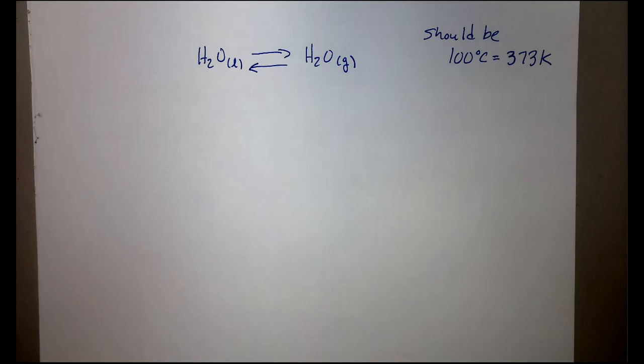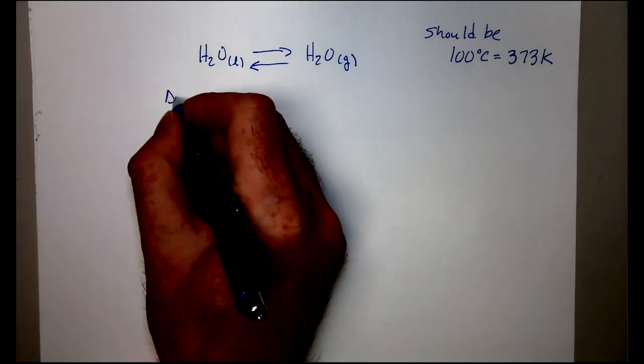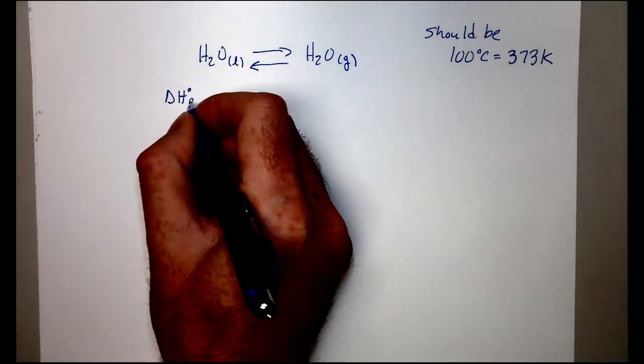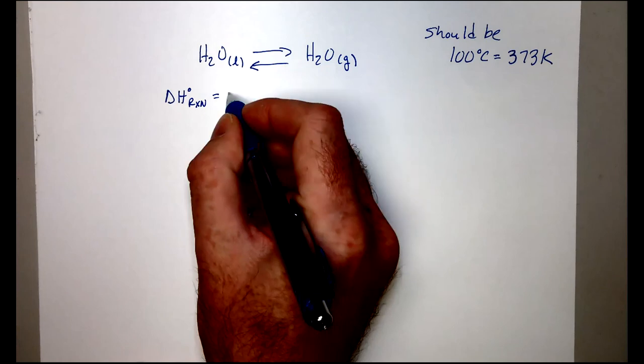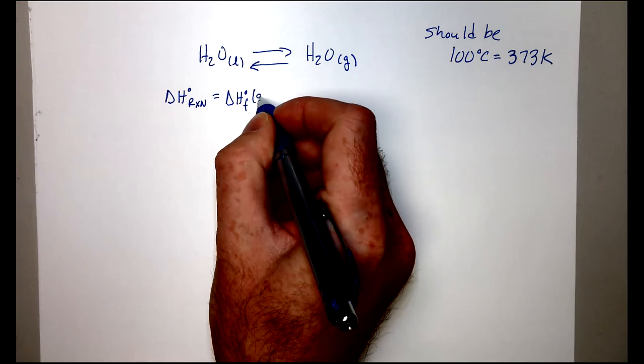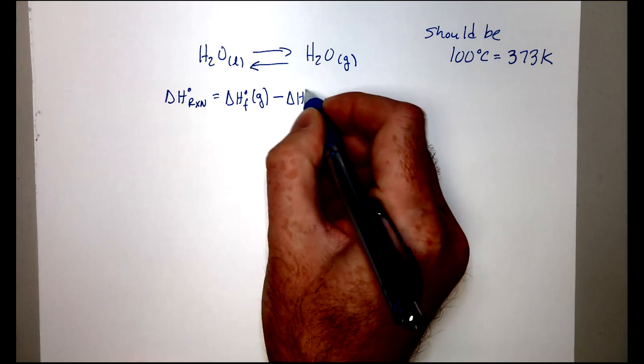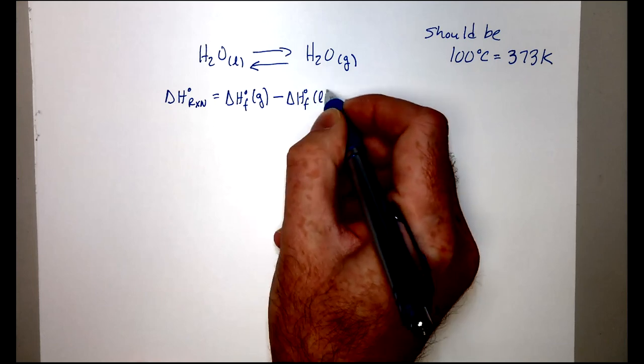So I'm going to need figures from Appendix C again for water in the liquid and in the gas phase. So we'll just look those up, but we're not going to use delta G. We're going to use delta H and delta S. So we got water in the liquid and in the gas phase. So our delta H standard for the reaction is going to be the standard heat of formation for the gas phase, since that's the product, minus the heat of formation for the water in the liquid phase.